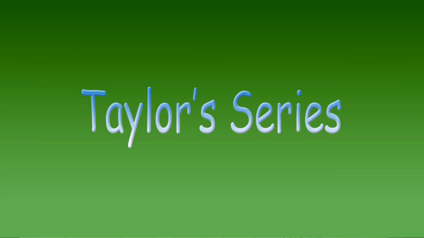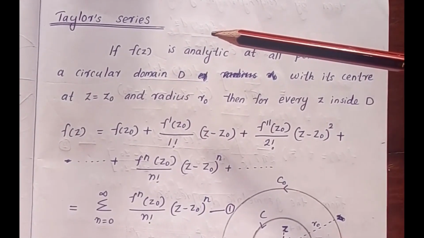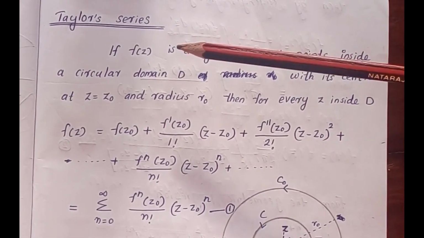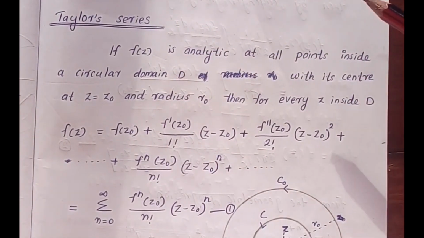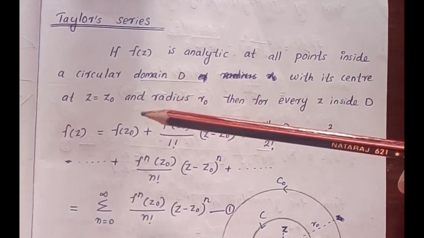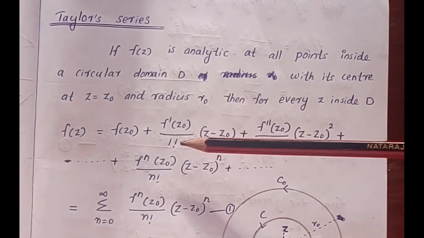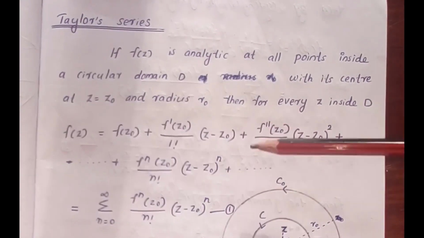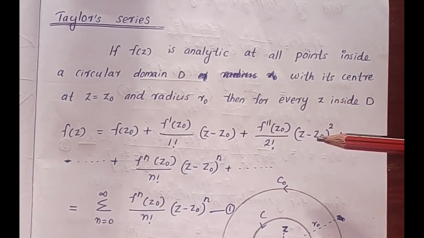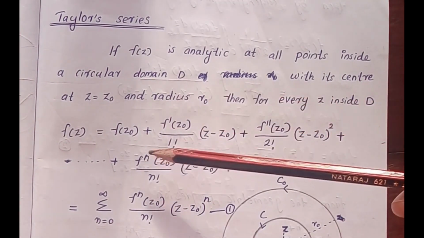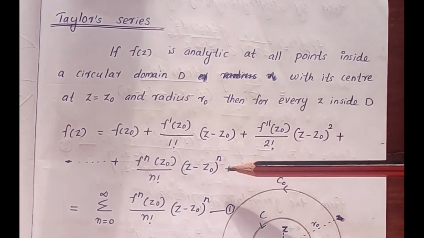Let's now discuss the Taylor series. If f(z) is analytic at all points inside a circular domain T with its center at z = z0 and radius r0, then for every z inside T, the Taylor series is given by f(z) = f(z0) + f'(z0)/1! (z - z0) + f''(z0)/2! (z - z0)^2 + etc. + f^n(z0)/n! (z - z0)^n + etc.